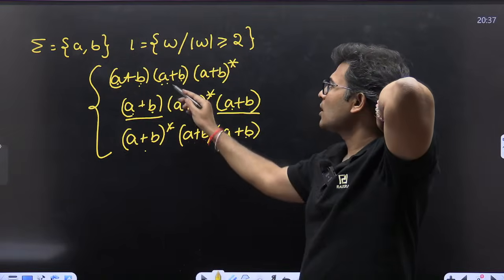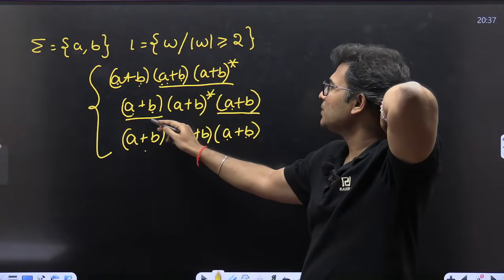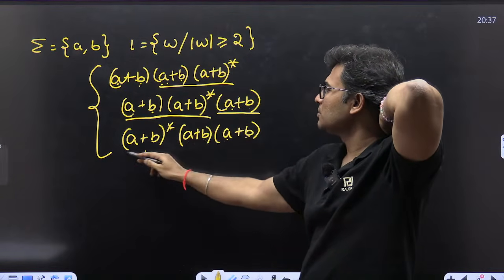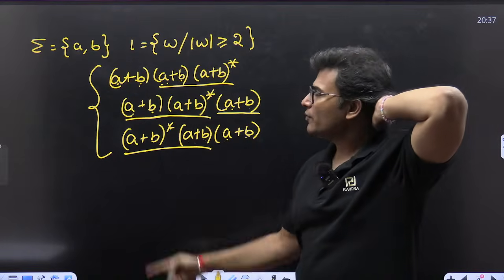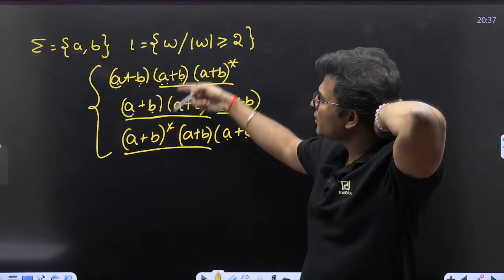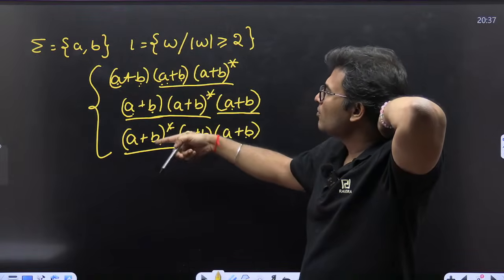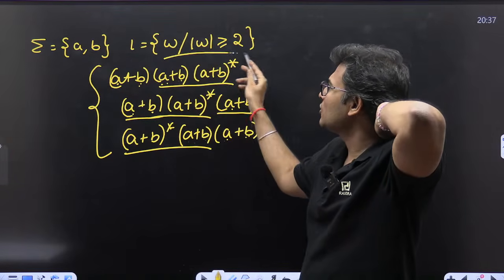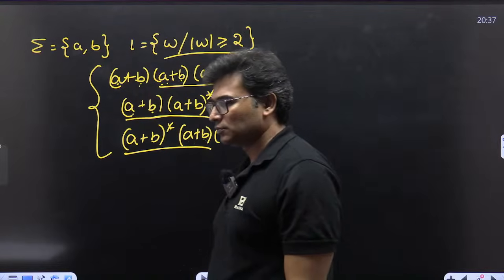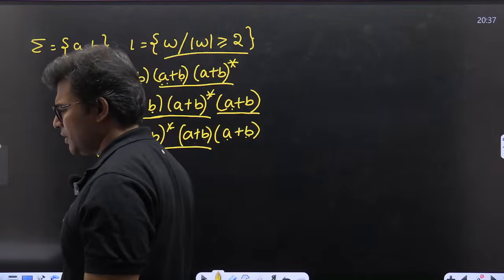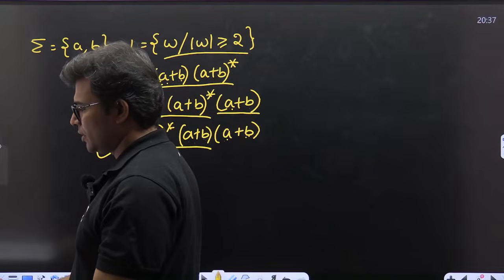Now you can also combine these two and write A plus B plus. Okay. So there are multiple ways of saying it, but all of them eventually represent the set of all strings of length at least 2. Right? You can write them in any way. Okay.